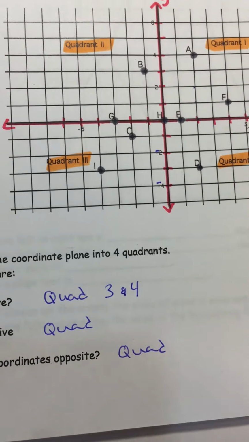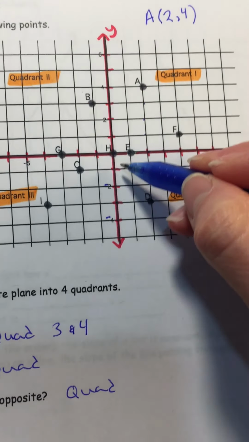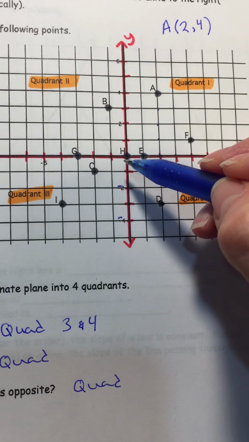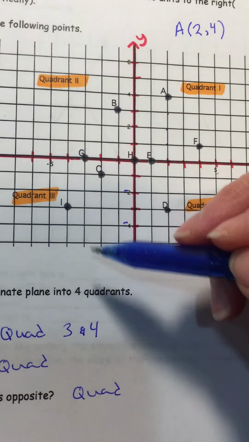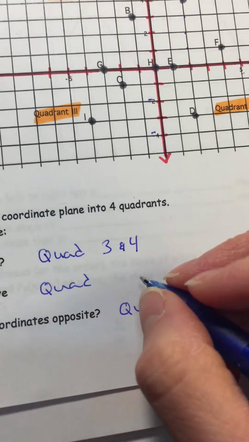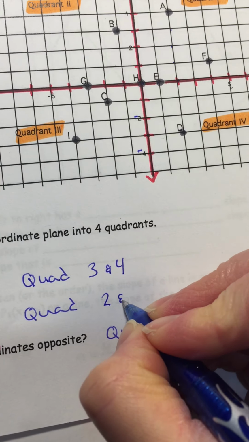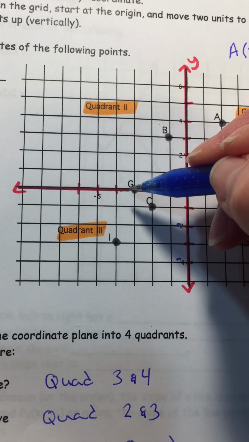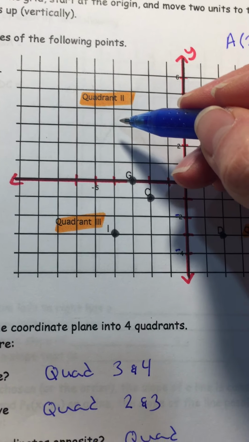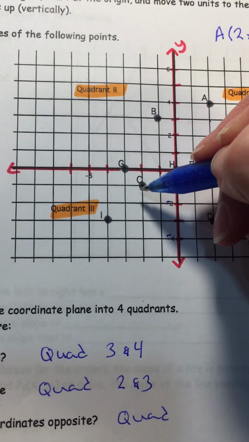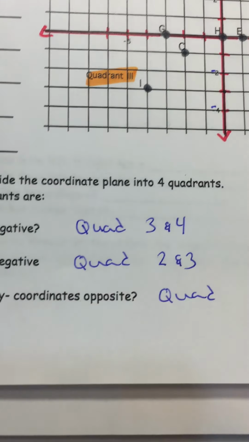Quadrants where the x's are negative: well, this is the positive direction for x, so anything over here is positive, and this is the negative direction for x, and so anything over here has a negative x coordinate. So that's quadrant 2 and 3. You can also test it by just picking any point here and realizing the x coordinate would be negative, positive. Yep, that works. And a point down here is negative, negative. Okay, that's also true.